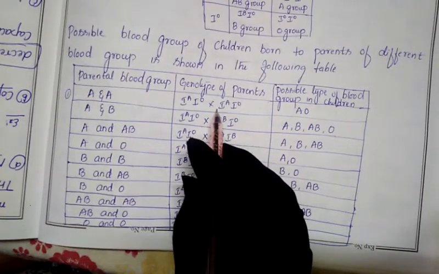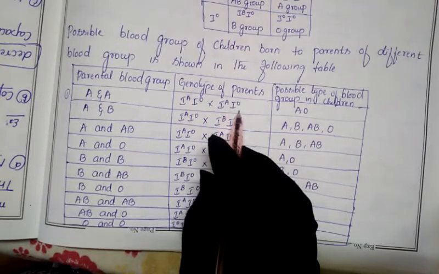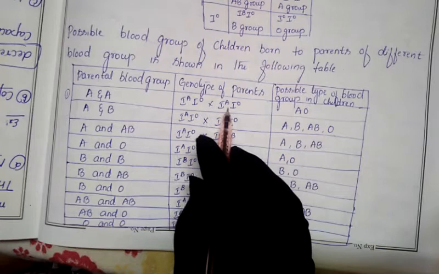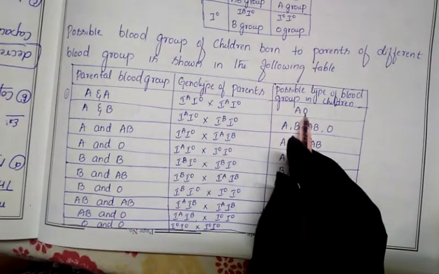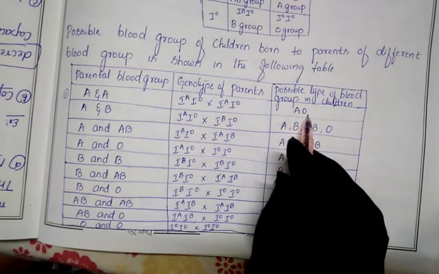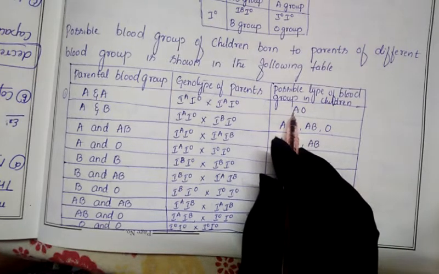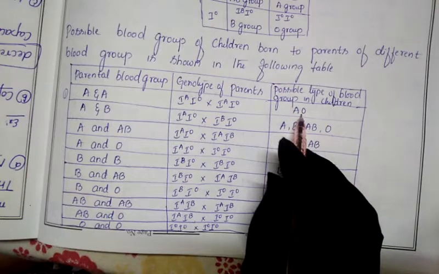What is the genotype? IA IO, IA IO. This is the heterozygous condition. Then what type of blood group will appear in the offspring? The child may get either A or O blood group. Some children may get A blood group and some children may get O blood group.